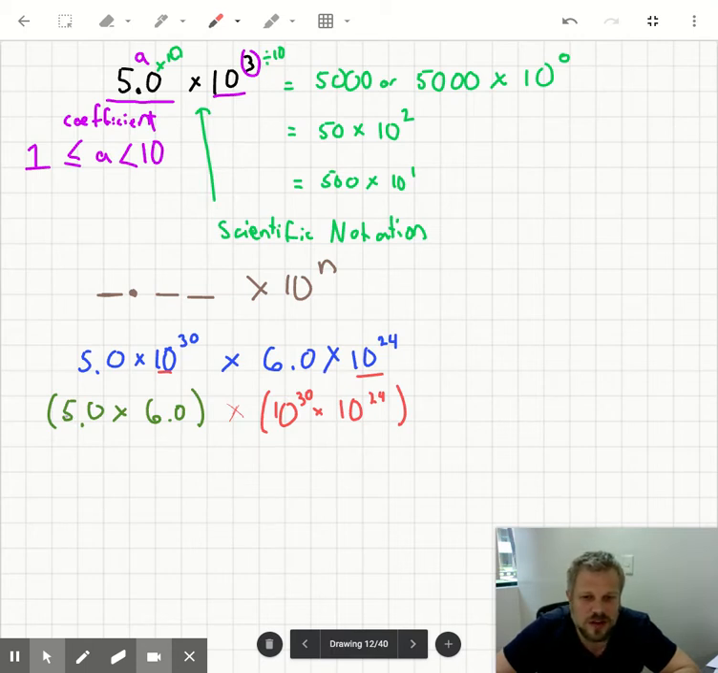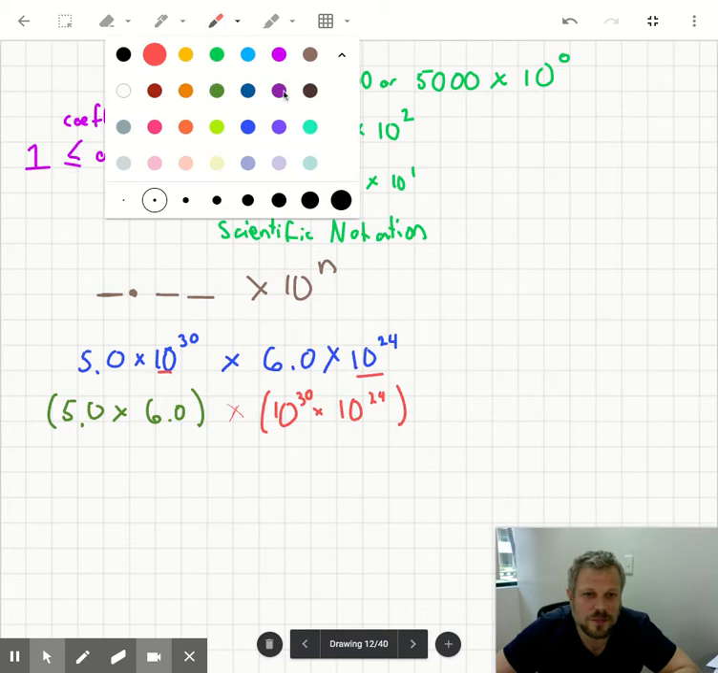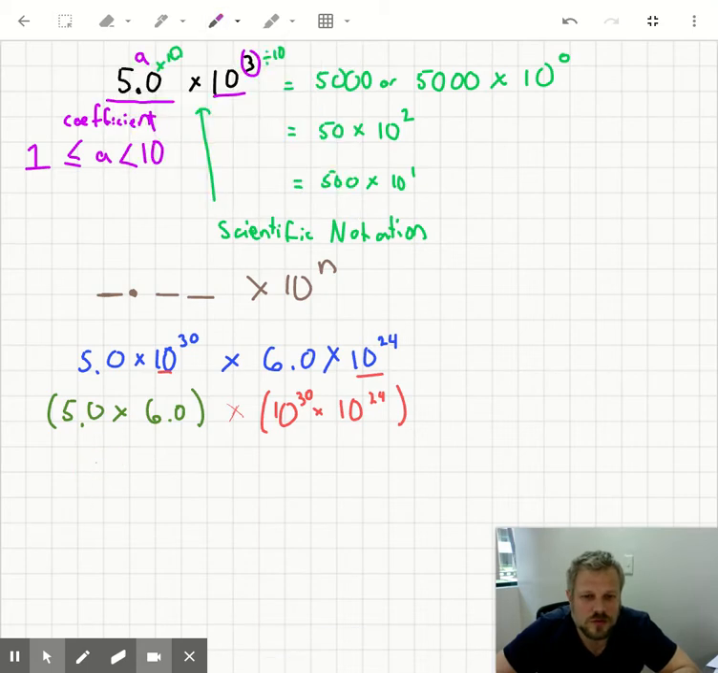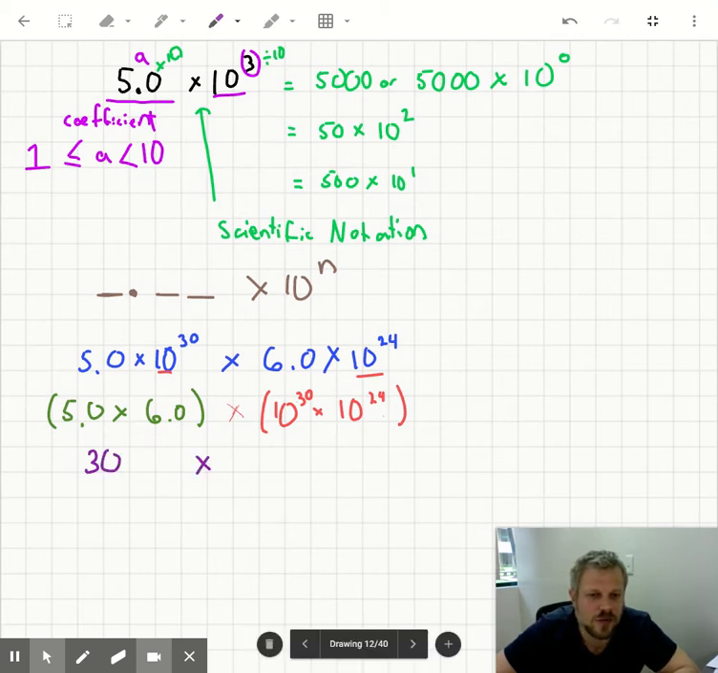So here, if I multiply 5 times 6, let me change colors again. So 5 times 6, that would be 30, right? So 30 times 10 to the, what do we do when we multiply the common bases? We add the exponents. Times 10 to the 54. Okay. Is this in scientific notation?